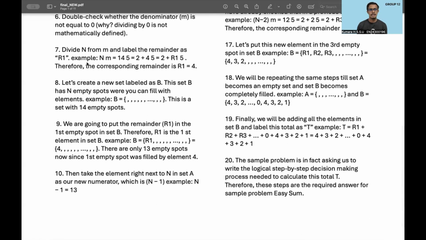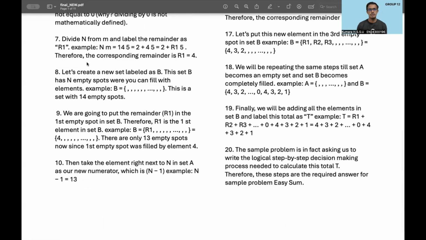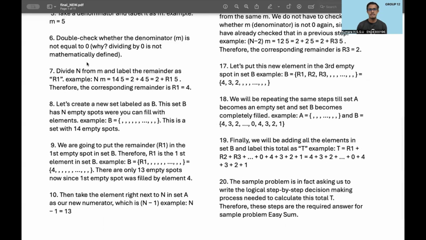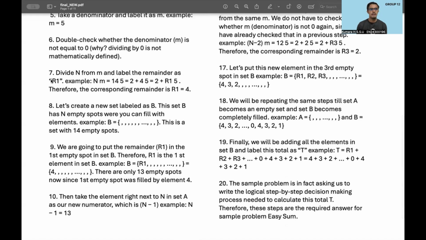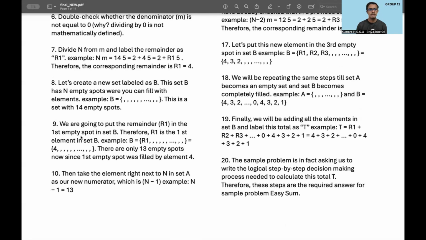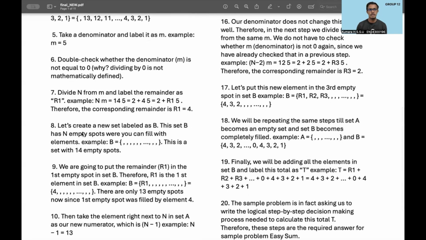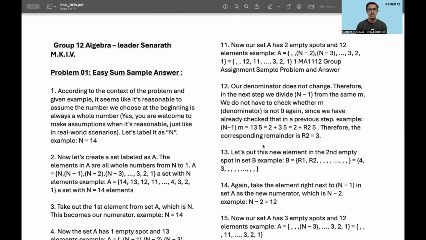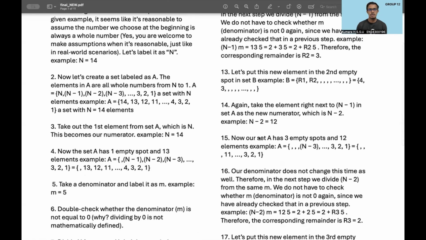Step 3. Create another set B with the same number of slots as elements in A. Place R1 in the first slot of B. Step 4. Now take the next number in A, which is n minus 1. Use the same denominator m. For example, with 13 over 5, the remainder is 3. Place R2 equals 3 in the next slot in B.